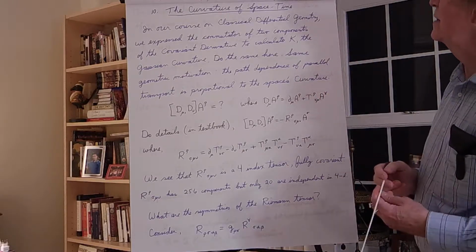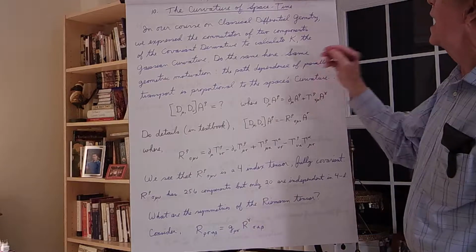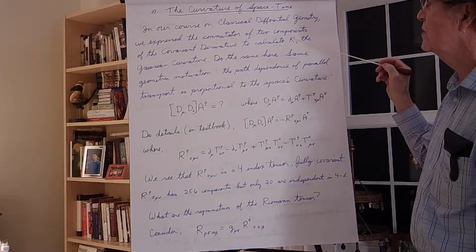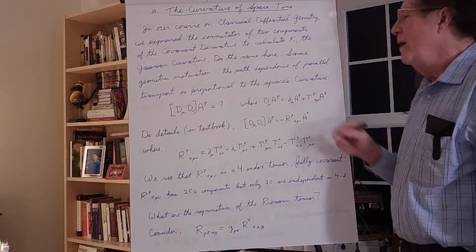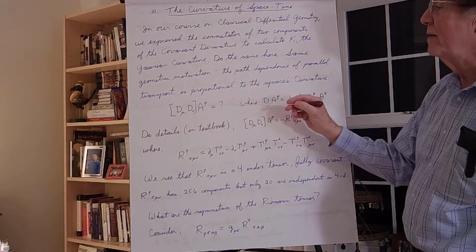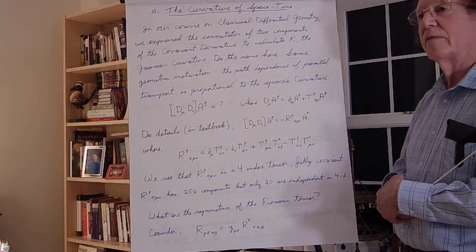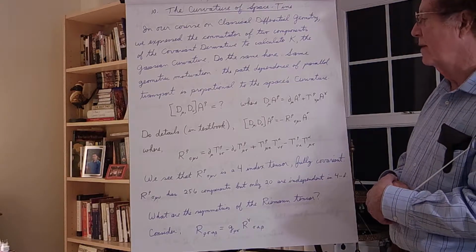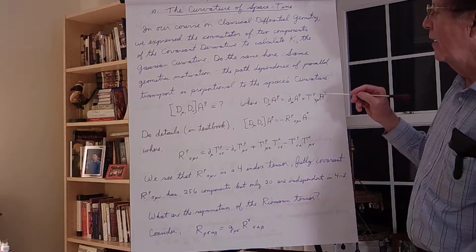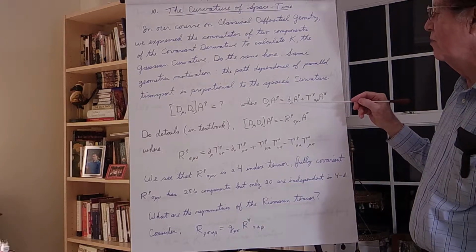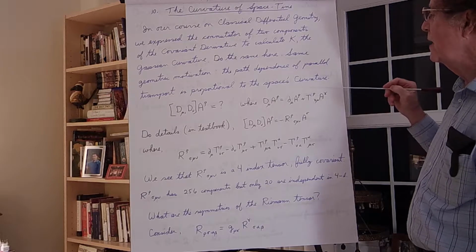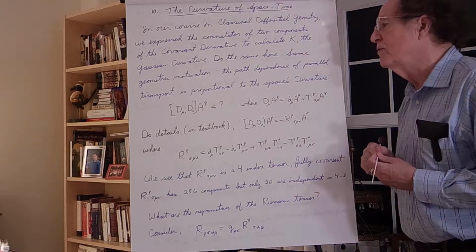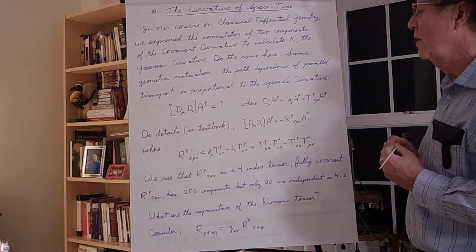In our course on classical differential geometry, we expressed the commutator of two components of the covariant derivative to calculate the Gaussian curvature. Let's do the same here. So what I want to do is look at the commutator of two components of the covariant differentiation and apply it to a 4-vector. I know how to do that. I know how the covariant differentiation applies to a 4-vector. It's naive differentiation, and then corrected for the fact that the basis vectors vary as I move through the manifold.